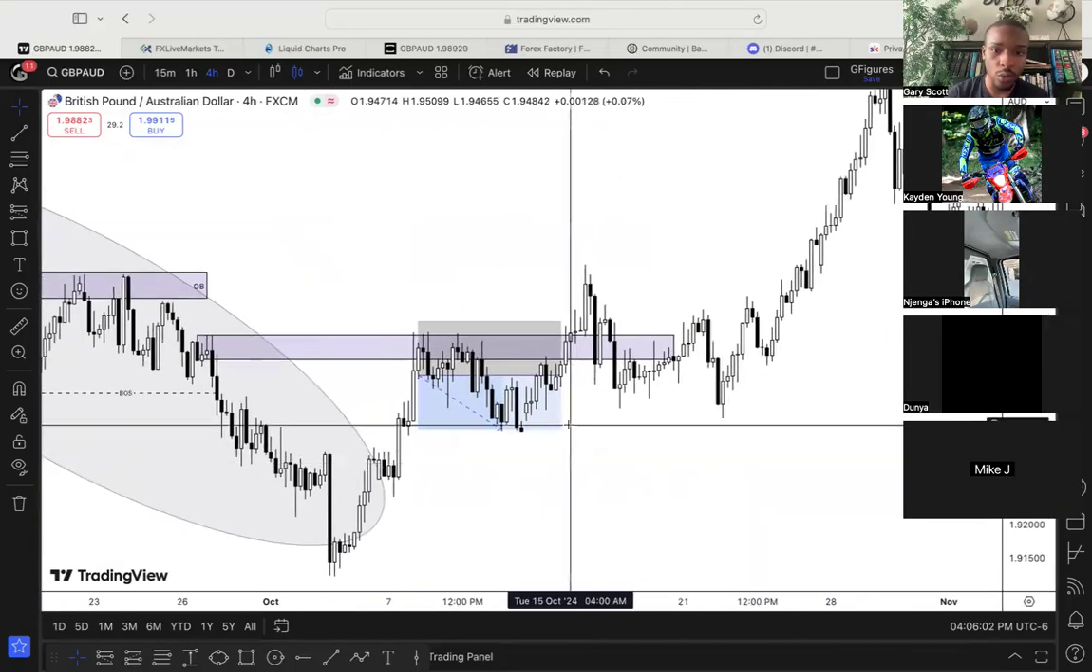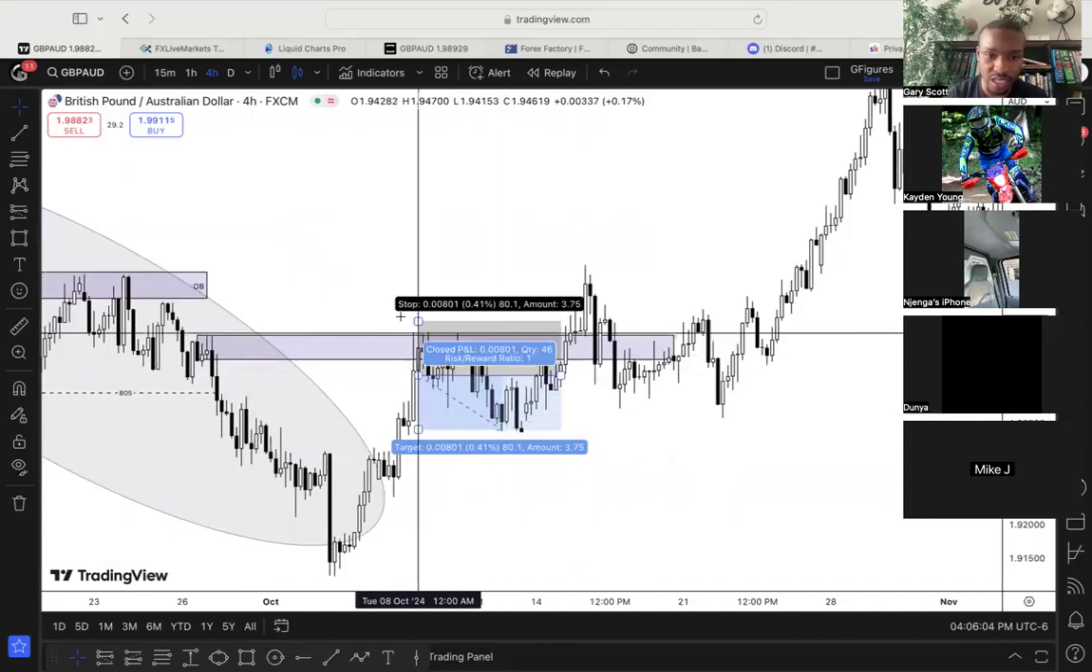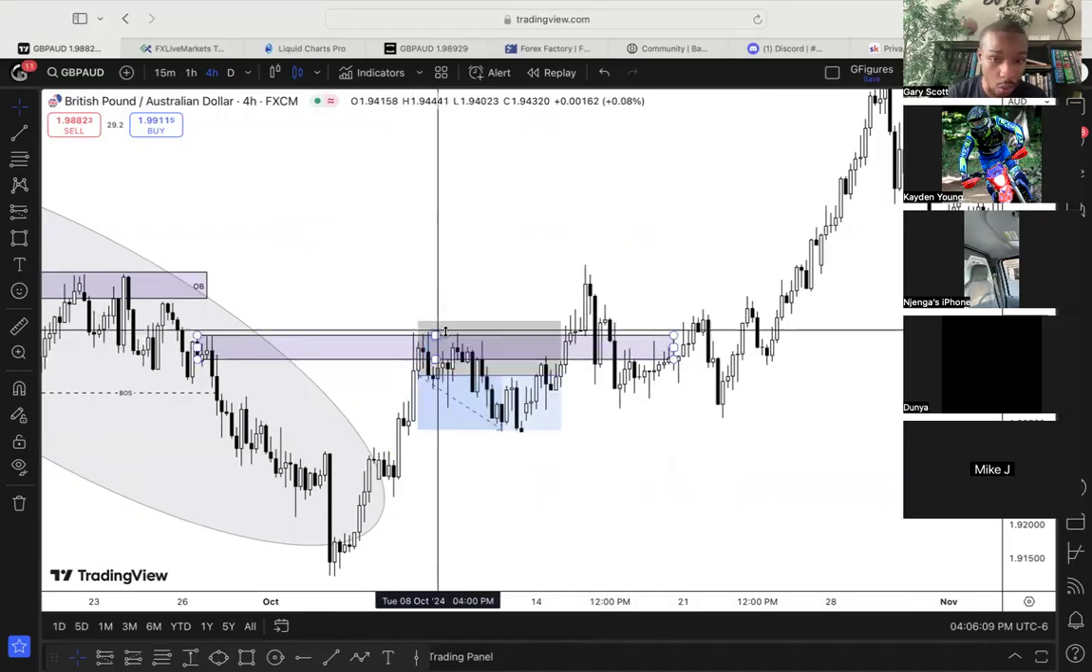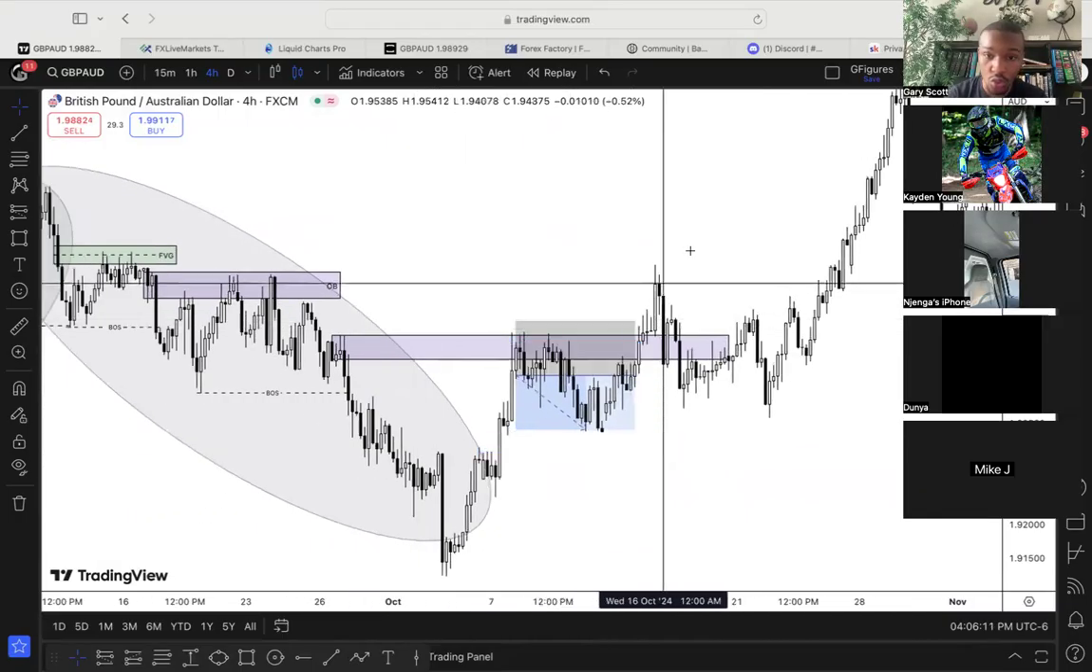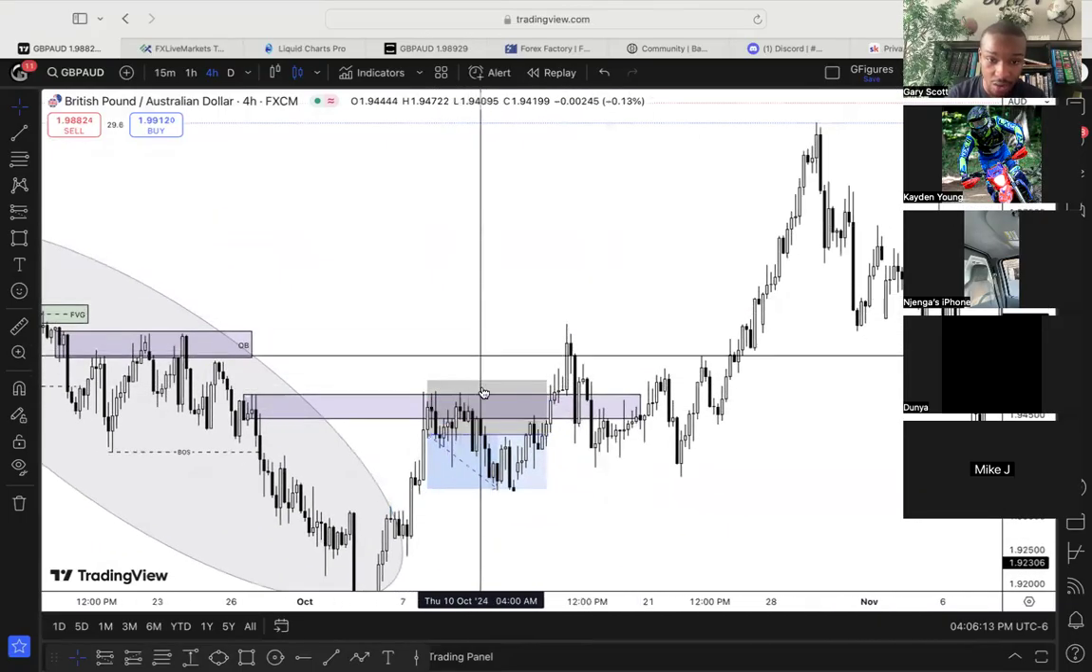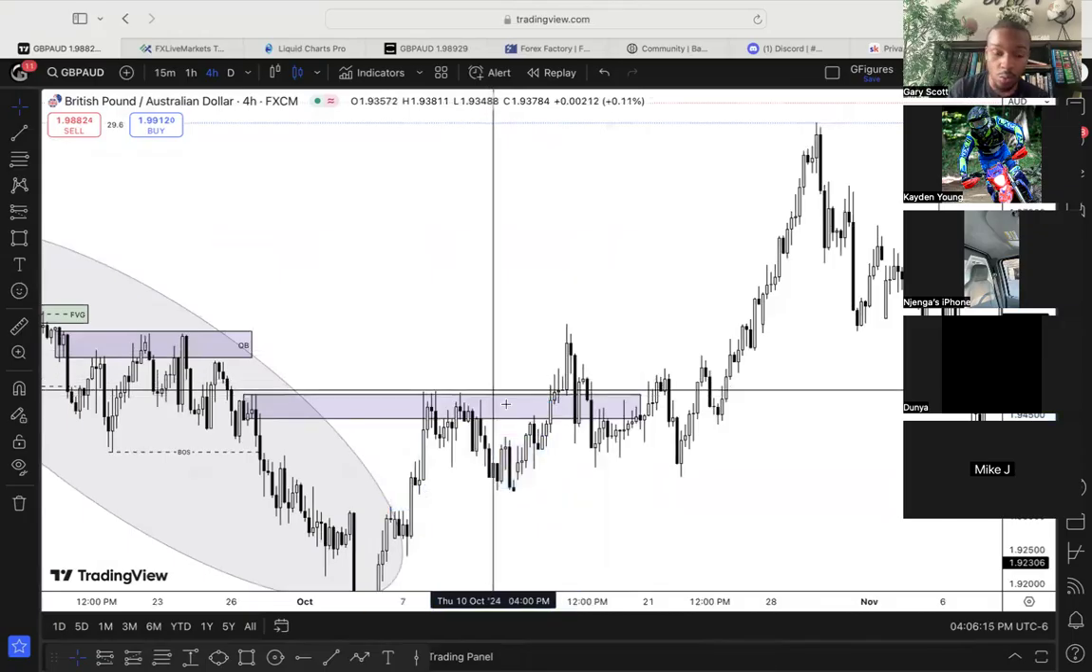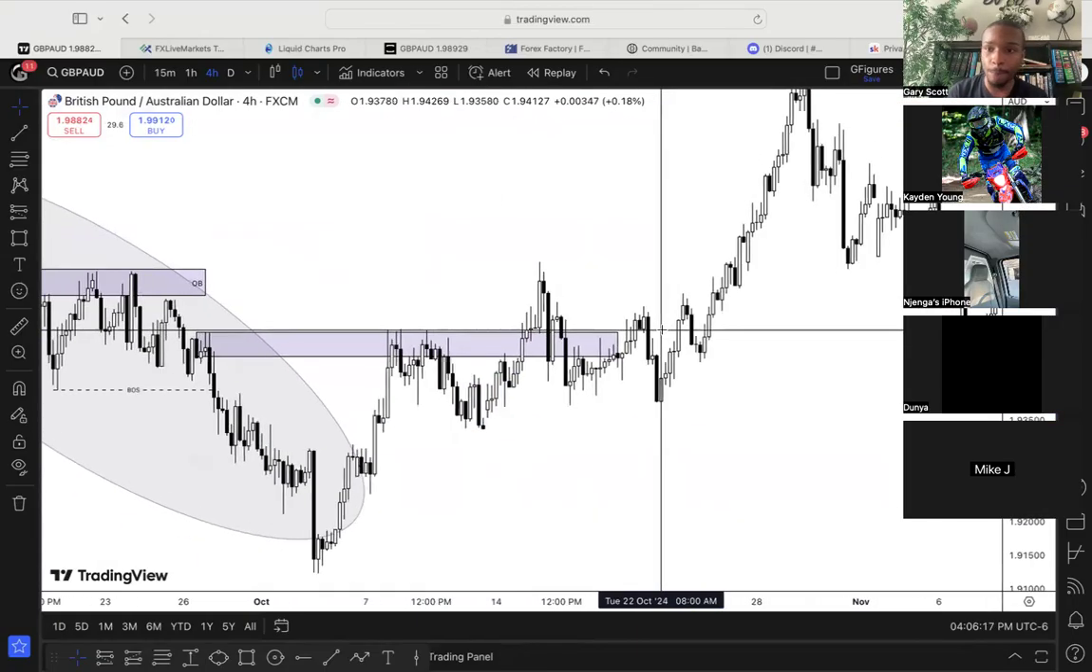So now, what ends up happening in the price? It takes out an area of value. It actually breaks a lower high, right? Remember how I told you, if a lower high gets taken out, what is that identifying?